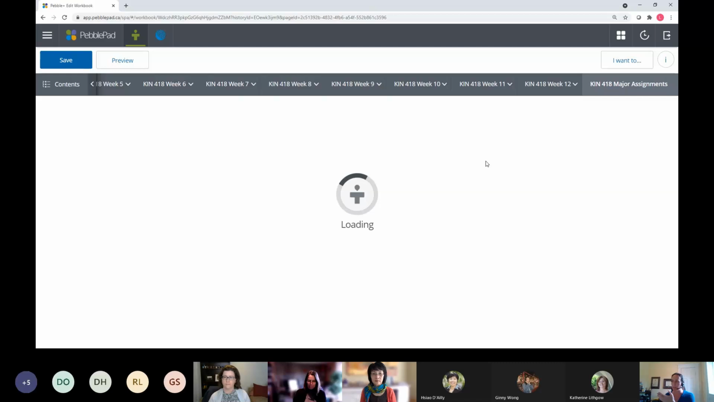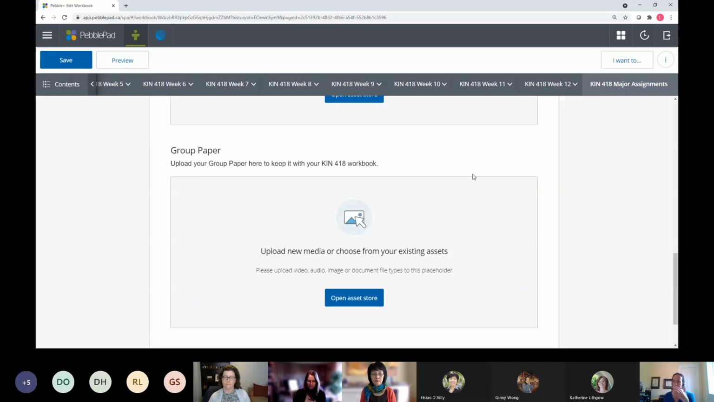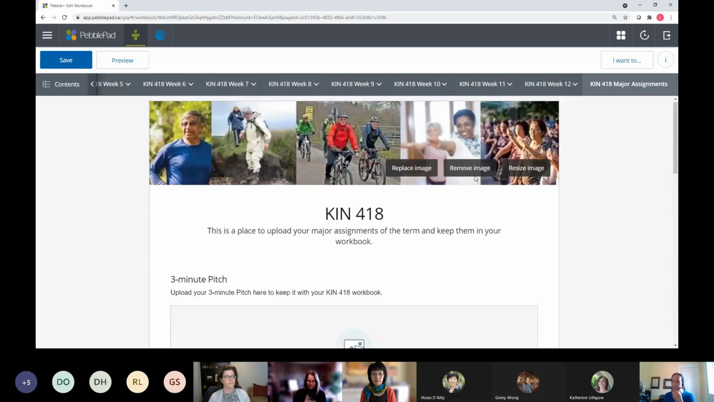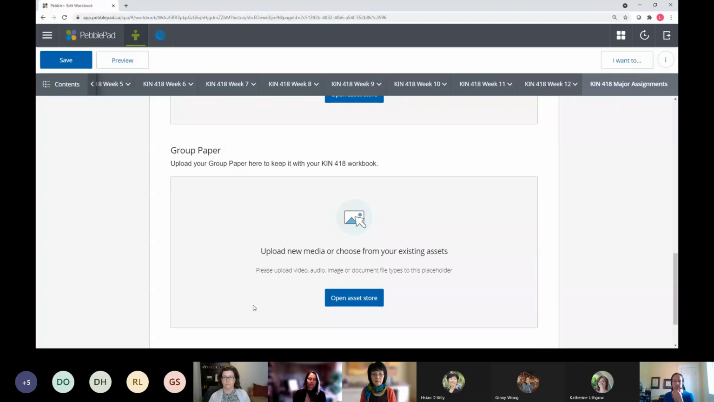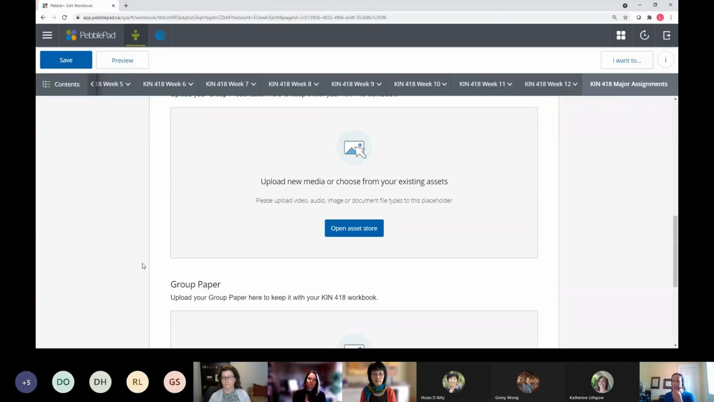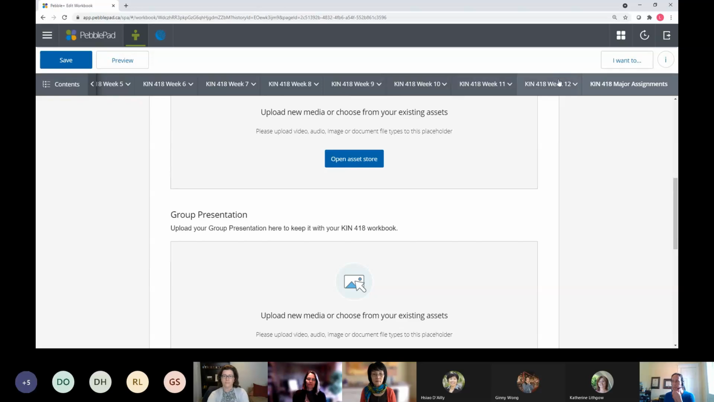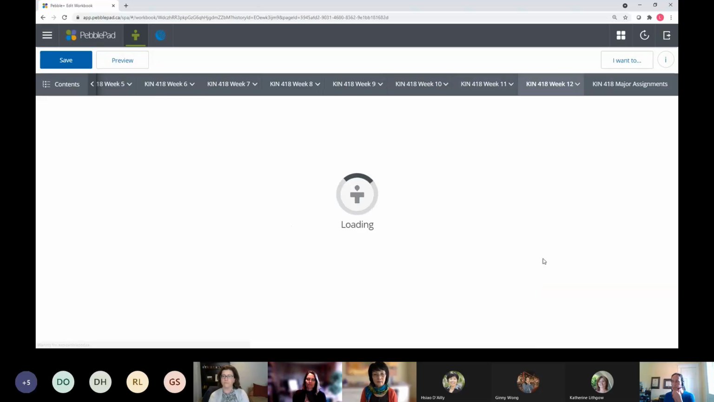So for major assignments, you can create this so that they can upload all their own materials. I created a few where they could open and upload their pitch and then their group projects so that they could keep that in one place. One of the things I liked as well here was the ability for them to take the reflections with them.